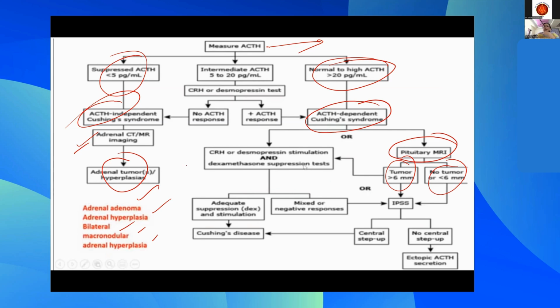So we come to this side that you either go for a CRH stimulation test or go for a dexamethasone suppression test. If adequate suppression happens, you are dealing with Cushing's. If adequate suppression does not happen, probably there is a mixed response. Or if the ACTH level itself was intermediate, and you could not clearly rule out whether it is ACTH dependent or ACTH independent, you go for a CRH stimulation test. If it is stimulated, then it is coming from the pituitary. If it is not stimulated, then it is coming from the ectopic source.